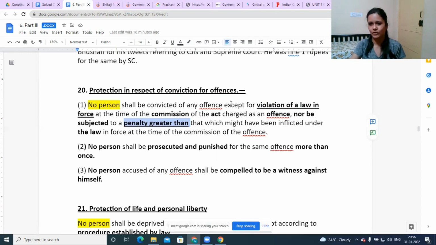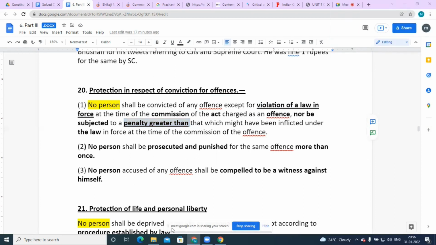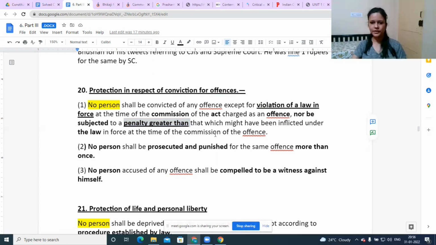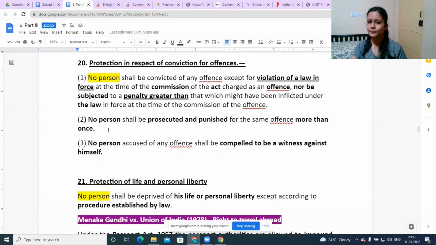This is an example of that: we can be given only the penalty that is applicable. We can be punished for an offense only if it is considered a violation of a law which is applicable at that point in time. Okay, is it clear? So this is on the violations part. For a violation of a law, the punishment also has to be the same. Okay, Vishnu, is it clear? Yes, ma'am.